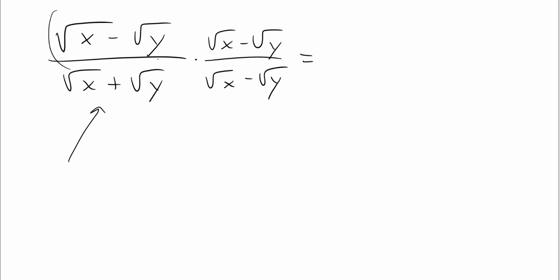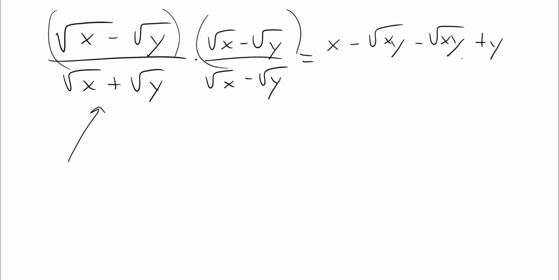Okay, top I'm going to FOIL. So I get square root of x times square root of x is x. Square root of x times negative square root of y is minus square root of xy. Inside, minus square root of xy. I could write it as yx, but I like xy because it's the same thing, and then it's easier to add them together. And square root of y times square root of y is plus y. That's what I get for the top.